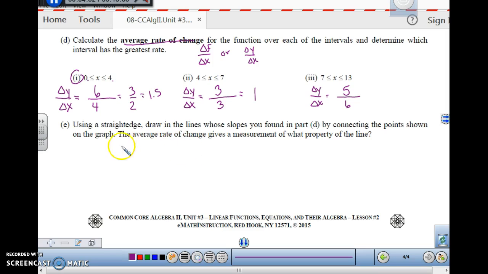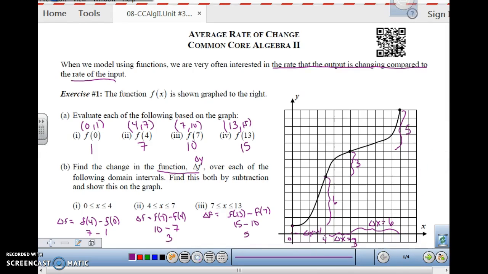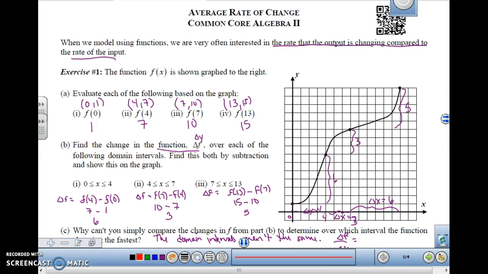Okay, so if we use these values as slopes and draw on the lines, let's connect the points. So let's look what happens. When I go back here, I connect the points to here. And your slope is going to be 1, 2, 3 up, 1, 2 over. So 3 over 2 is your slope.